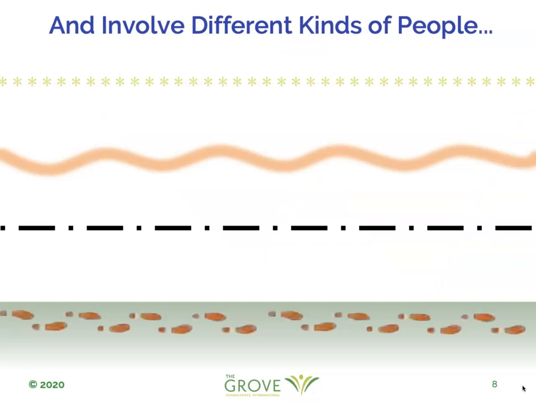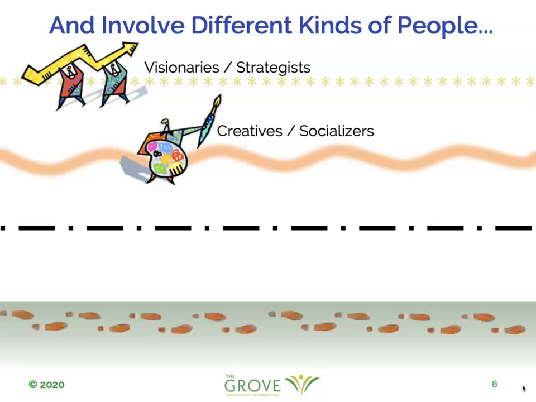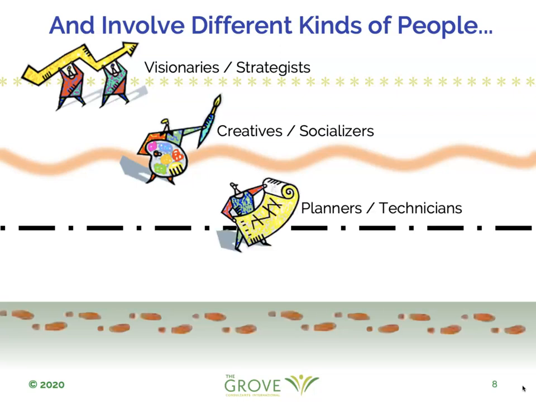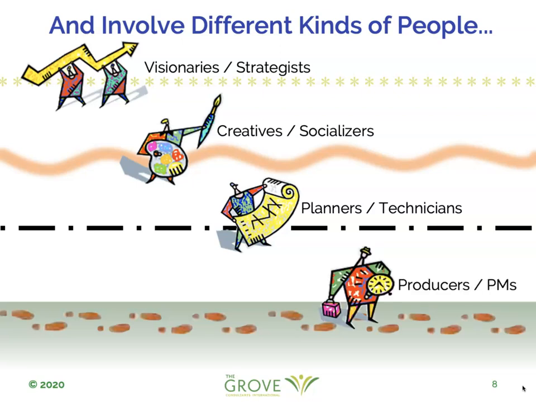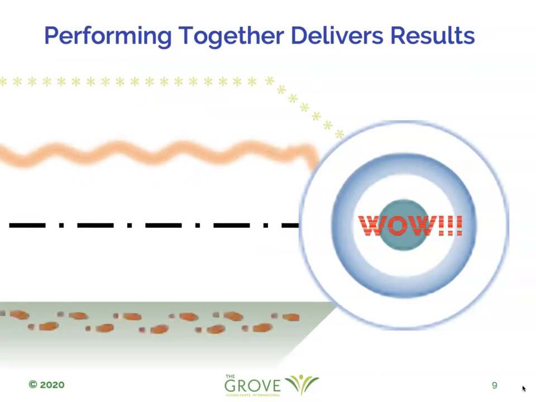And moreover, you need to get different kinds of people to cooperate. So visionaries and strategists really love that top line work. Creatives and socializers love the relationships and energetic side of things. Planners and technicians are really into the concepts and the information, and producers and project managers have their feet very much on the ground usually to get anything done. And this just represents the wide range of people involved in any team, who do need to perform together to produce results. And when they do, you can get wow kinds of results.